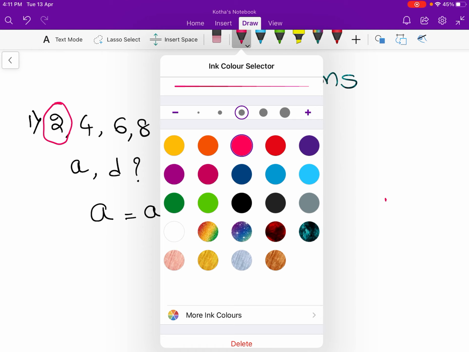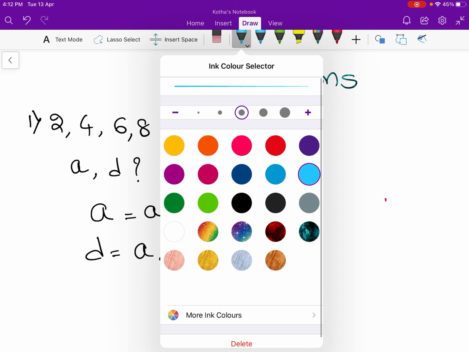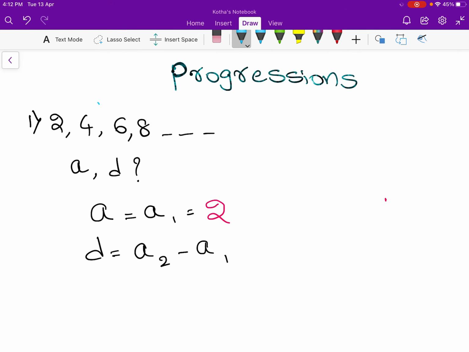So common difference is nothing but second term minus first term. Second term can be written as A2 minus first term is written as A1. Let's have a look at the first term and second term now. So in the given progression, this is the second term. So that is 4 minus this is the first term. It is 2. So 4 minus 2 is nothing but 2. So in the given progression, A is 2 as well as D is also 2.